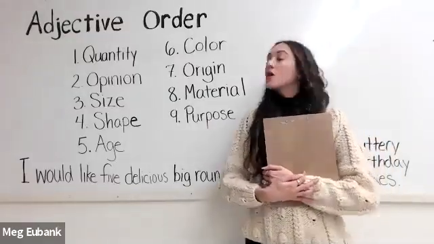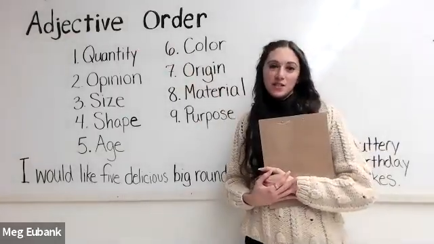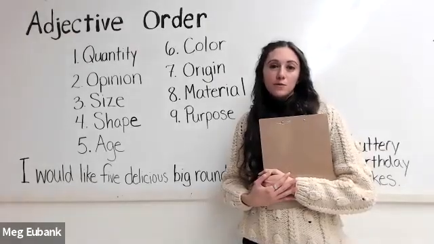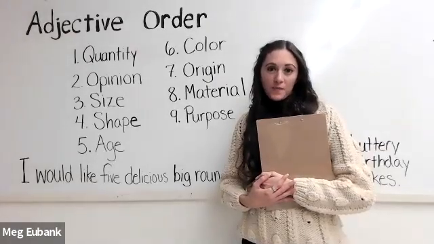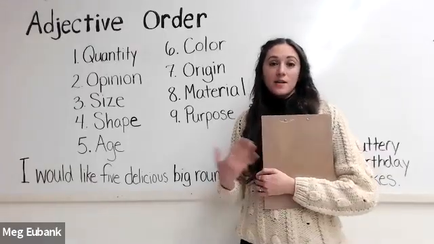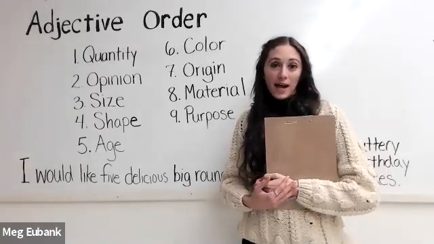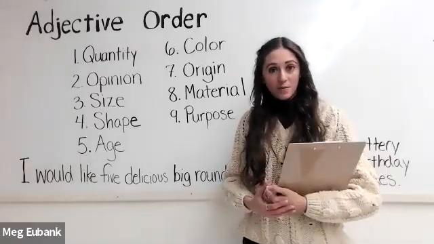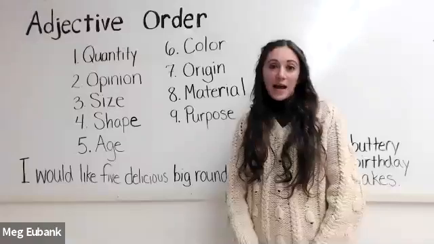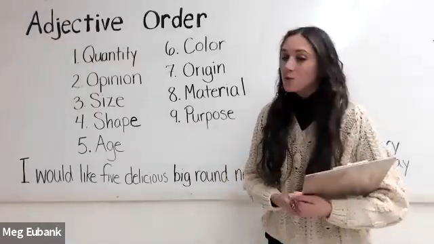We are here to talk about adjective order. Adjectives are describing words, words that you use to describe nouns. When you are talking about something in English, if you want to use more than one adjective to describe something, there is actually a special order that those adjectives need to go in. So here is the order.